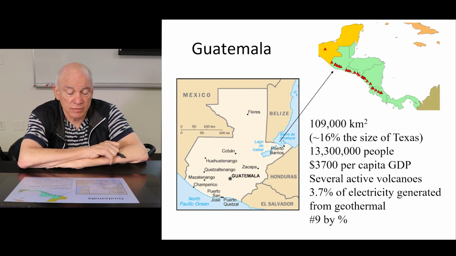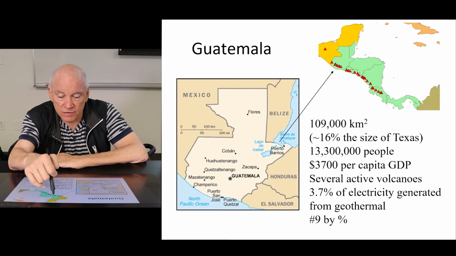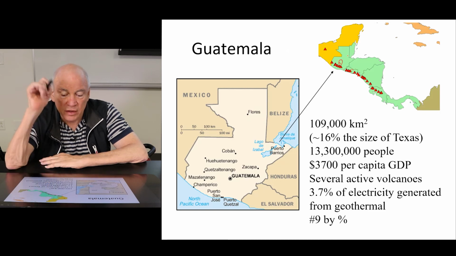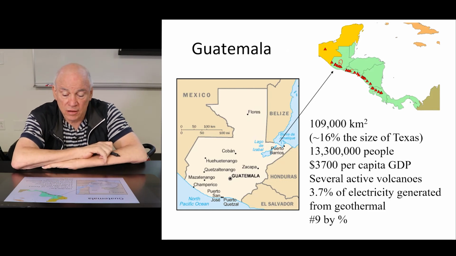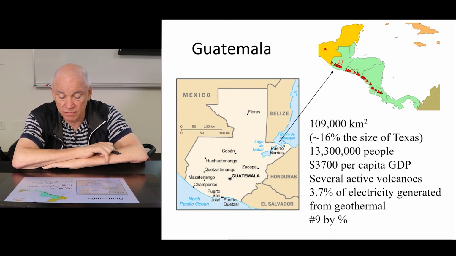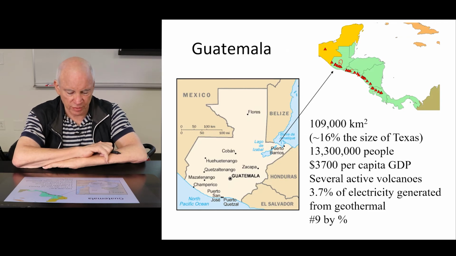Hope you enjoyed that. So now just northwest of El Salvador is Guatemala, which is a larger country, about 16% the size of Texas, with almost half of the number of people, a low GDP, 3,700, with several active volcanoes, and generates about 4% of its electricity from geothermal energy.